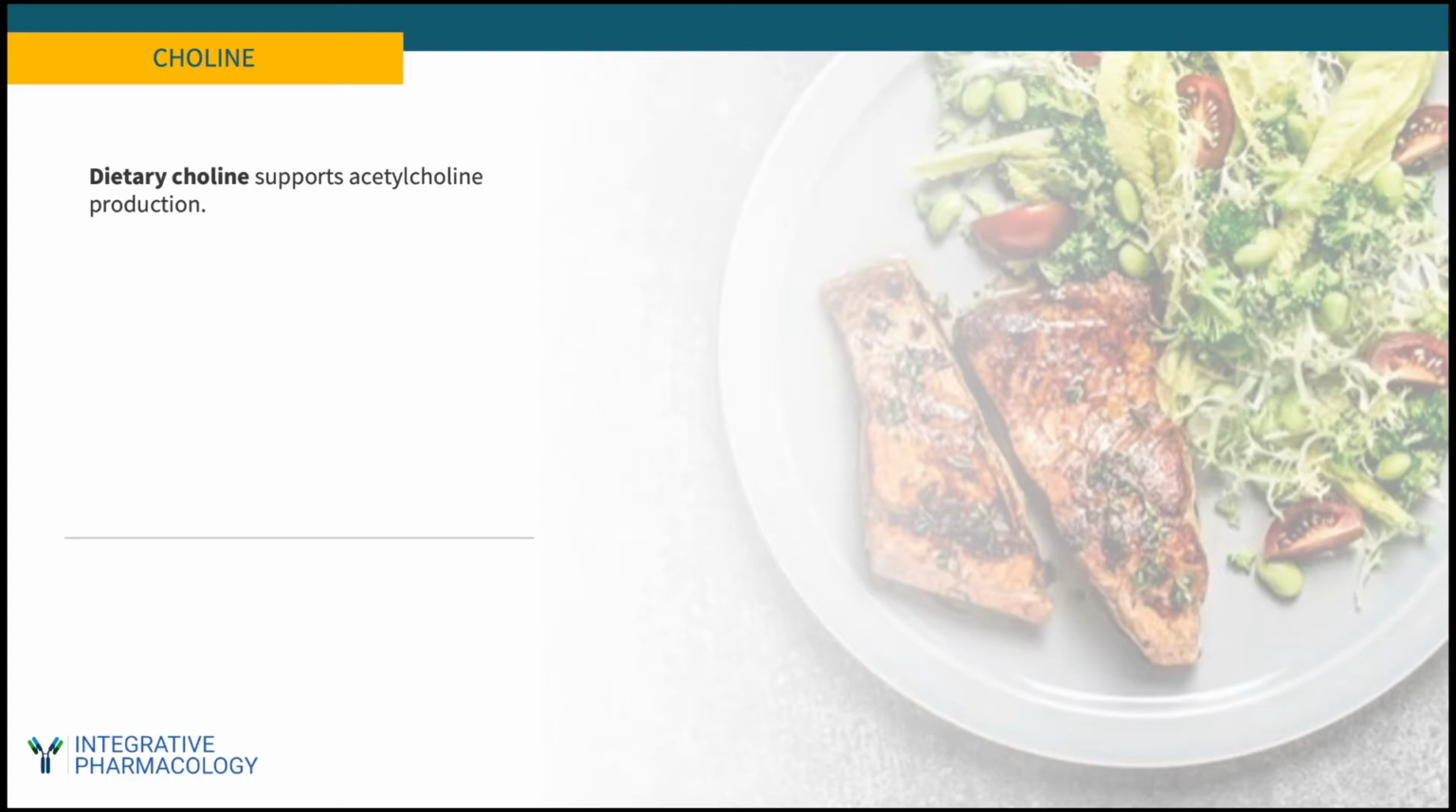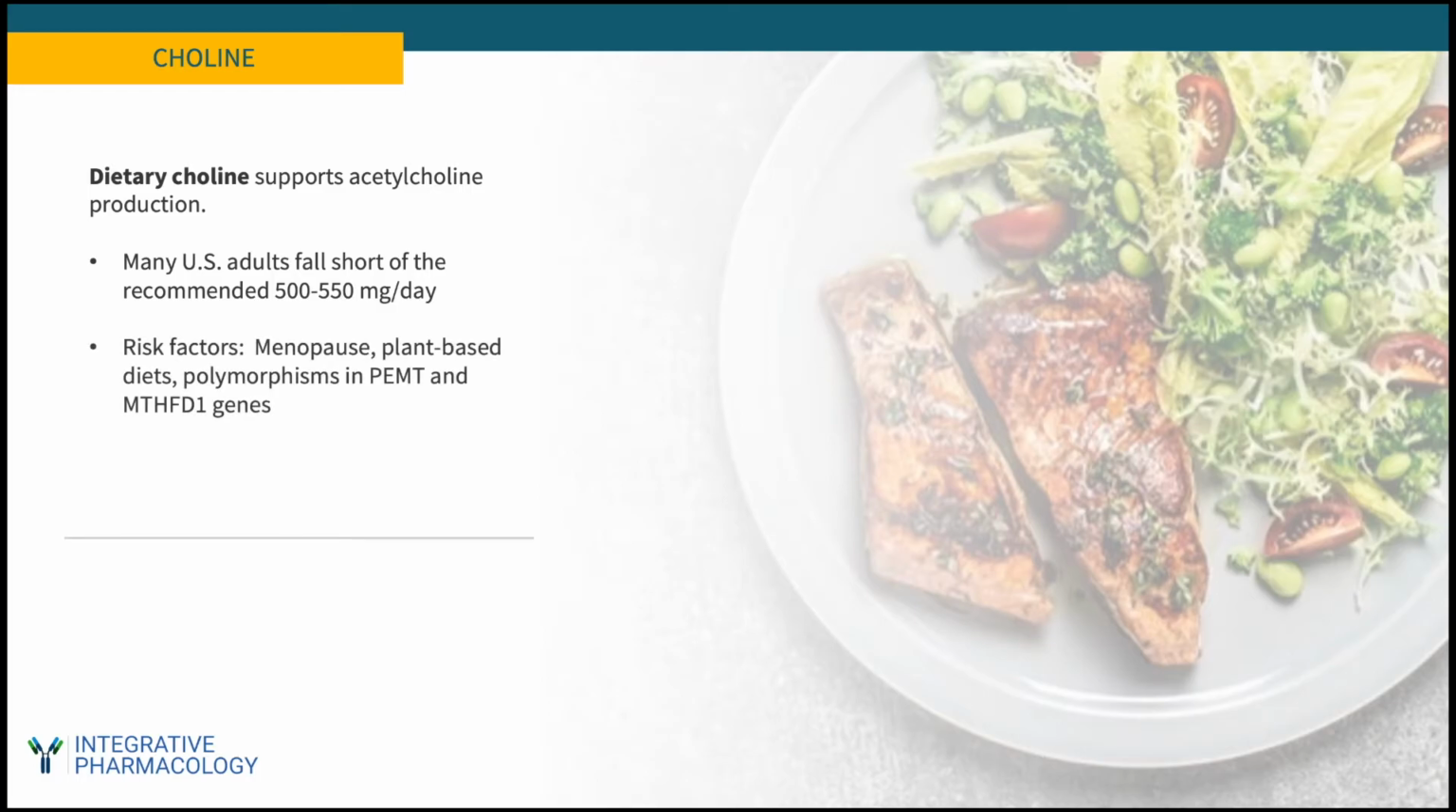Let's switch gears and talk about something that's completely safe, choline. This is a nutrient that is the obvious precursor of acetylcholine. Many US adults don't get enough of the recommended amount, which is 500 to 550 milligrams per day. Risk factors for choline deficiency include low estrogen levels, so menopause, plant-based diets, since animal products are the major source of choline. If you're a vegan or vegetarian, you might not be getting enough.